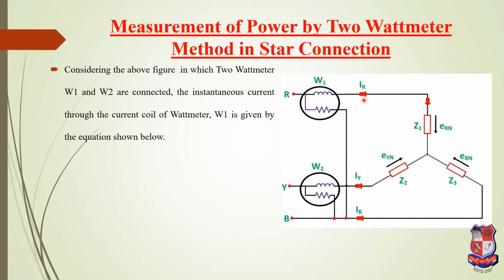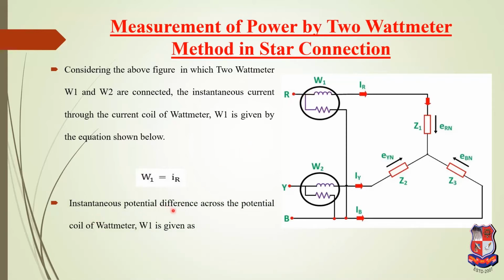IR, IY and IB are the phase currents, line currents. This is the phase voltage. Consider the above figure in which 2 wattmeters W1 and W2 are connected to measure instantaneous power. The current through W1 is given by the equation shown below. The current flowing through this wattmeter is IR, because our first wattmeter is connected to the R phase.